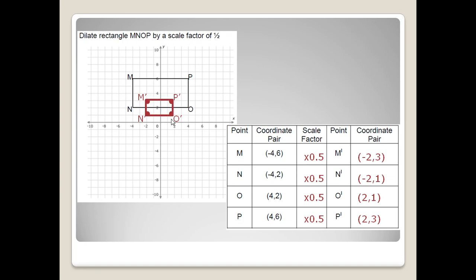We connect our points. And so you see that when we multiply by a scale factor of 1/2, that makes our figure smaller. And that is the end of these notes.